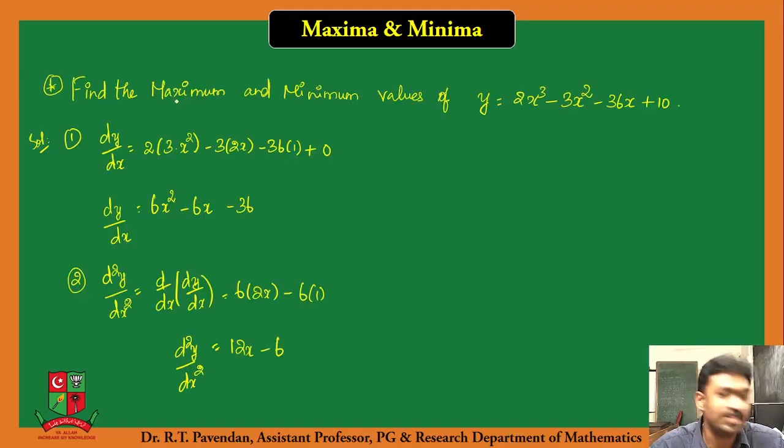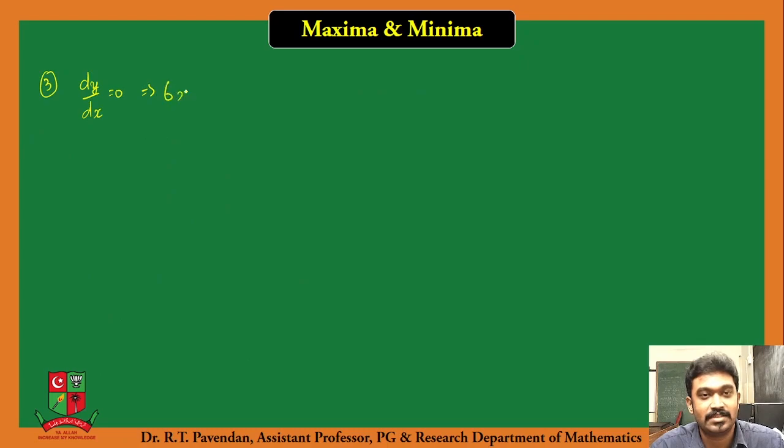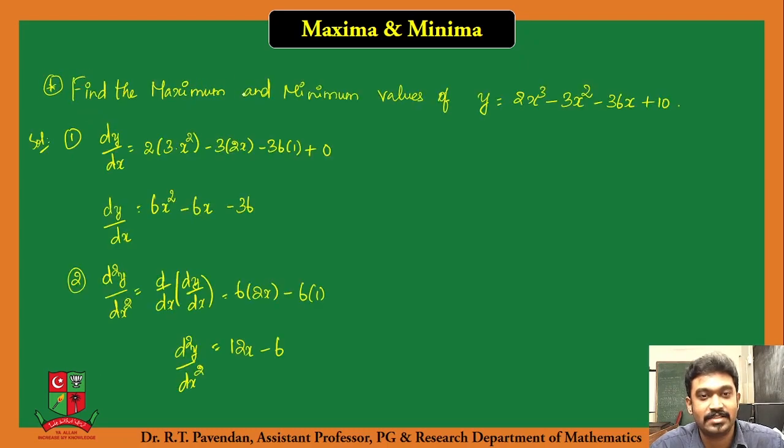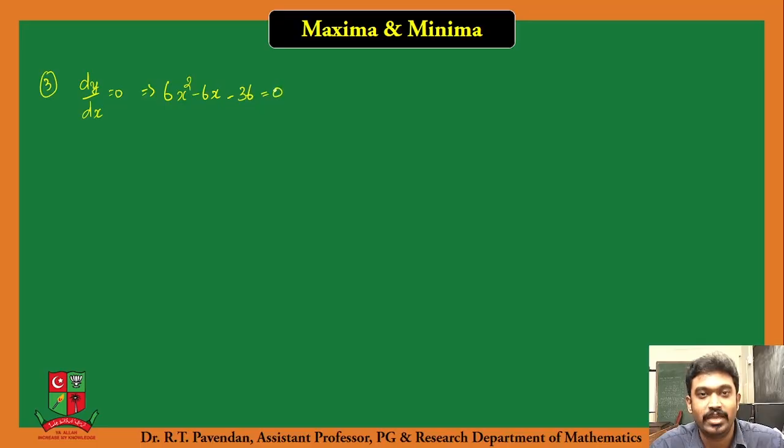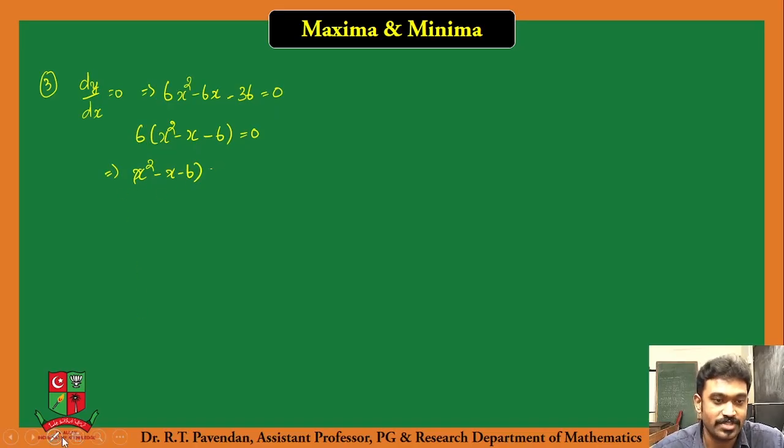That implies our dy by dx, 6x square minus 6x minus 36, is to be equated to 0. I find a pattern here. Every term is a multiple of 6, so I can take 6 outside. 6 times of x square minus x minus 6 is equal to 0. This way we get x square minus x minus 6 is equal to 0. I've just taken 6 to the other side, so 0 by 6 is going to be 0. So we have got this function.